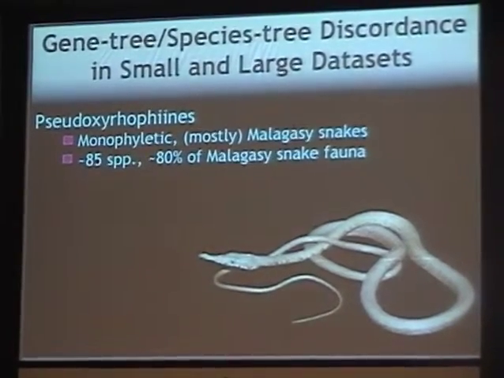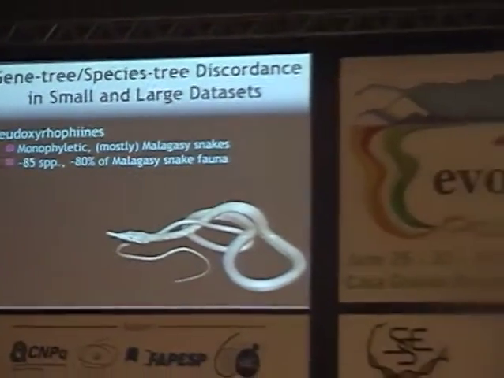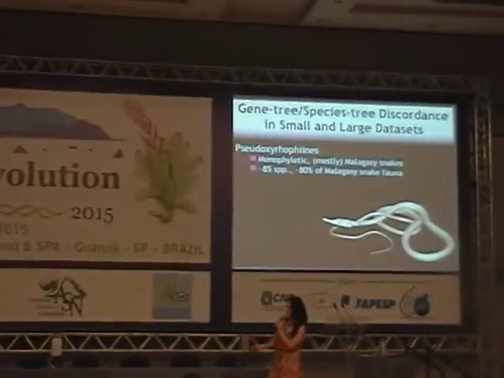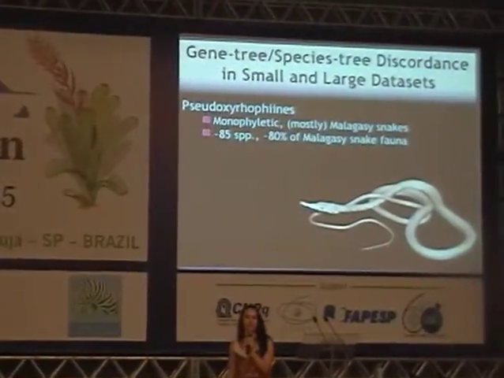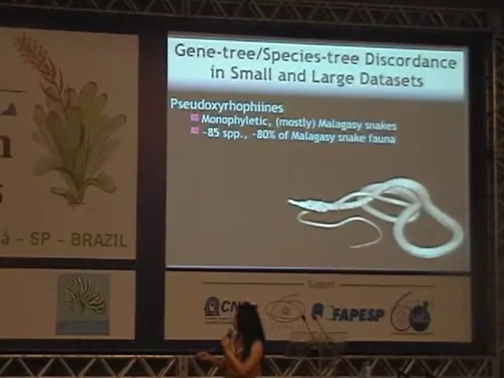This is Langaha madagascariensis, which has this amazing nasal appendage that you don't really see in any other genus of snake. Nobody knows what it's for. This is actually a female because their nasal appendage is sexually dimorphic. So there's a lot of really cool snakes in this group.